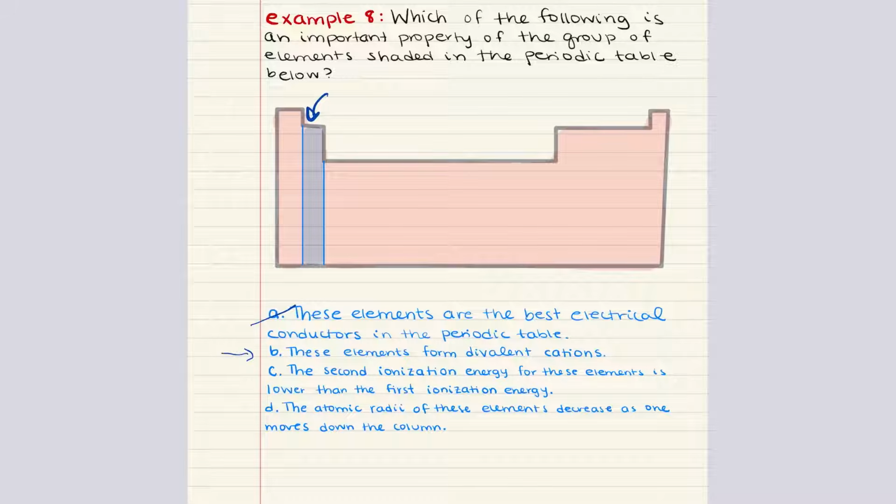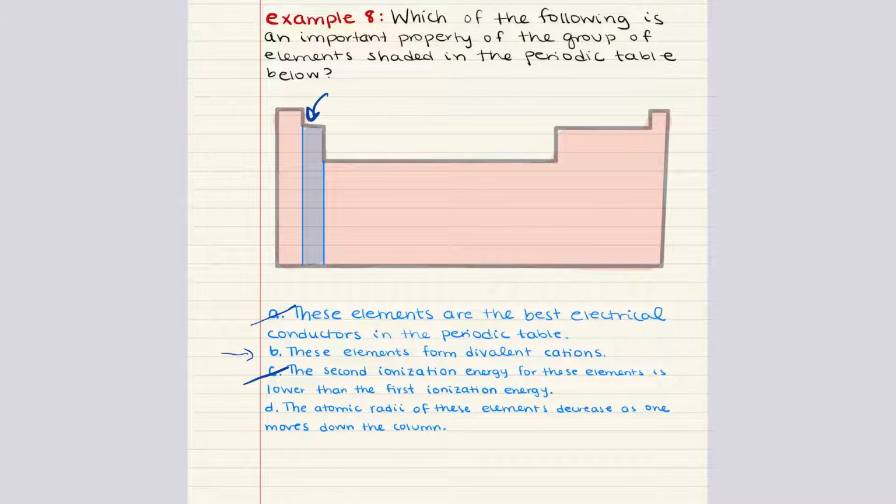Option C says the second ionization energy for these elements is lower than the first ionization energy. This statement is incorrect. From lecture, we made a clear distinction that the second ionization energy is always higher than the first ionization energy because removing an electron from a positively charged ion is going to require more energy due to the increased electrostatic attraction between the nucleus and the remaining electrons. So option C is totally incorrect. We're going to go ahead and eliminate.